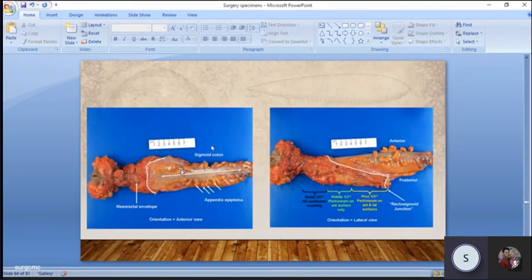It starts from here, the rectum, and now you can see the proximal 1/3 part is covered by peritoneum on anterior and lateral surfaces. Then the middle 1/3 part has peritoneal surface present on the anterior surface, but absent on posterior and lateral surfaces. And the distal 1/3 part has no peritoneal coverage. And you can see the skin margin here, which I was talking about. There is an epiploic appendage over here. You can see taenia coli.